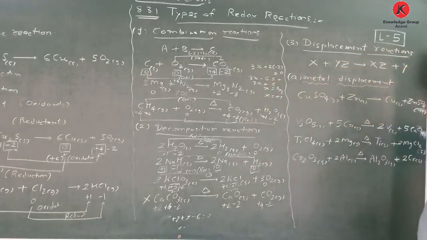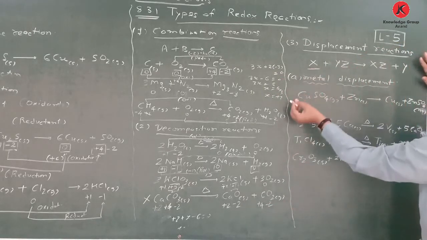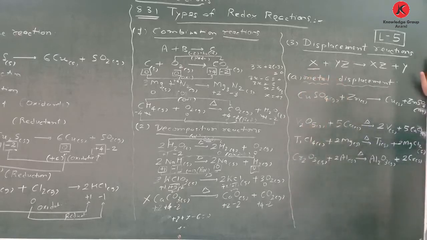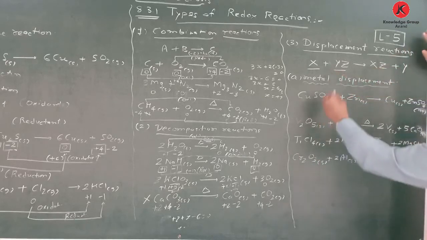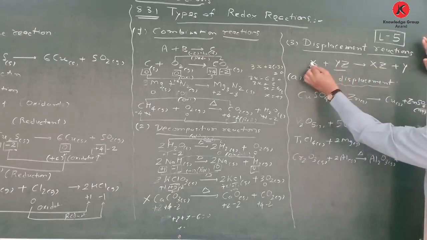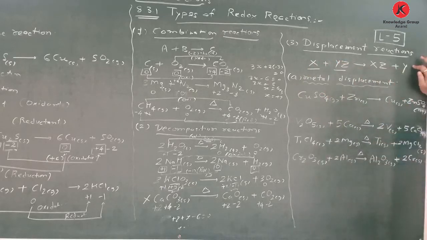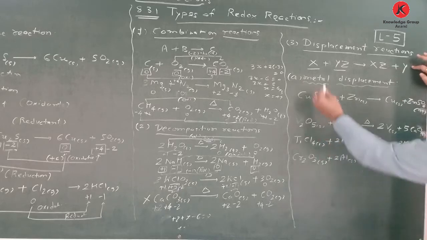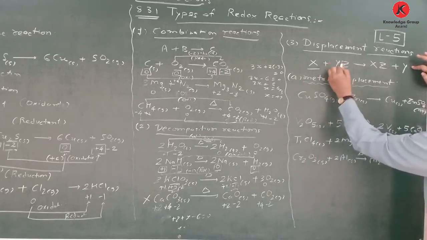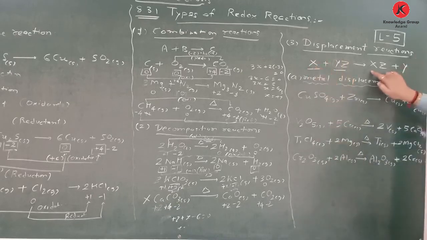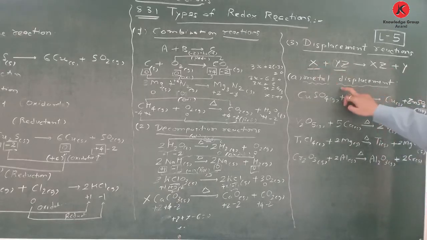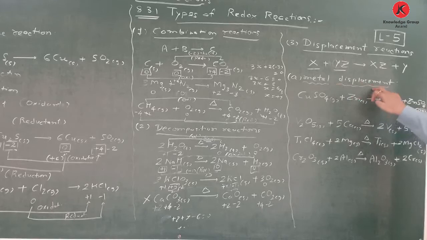Now, displacement reaction. You know this one already. Suppose X is an element and YZ is a compound or molecule. They change places. X combines with Z, giving XZ plus Y. This is considered a displacement: YZ is there, but Y is displaced by X. So XZ plus Y is known as a displacement reaction. There are two types of displacement reaction, metal displacement and non-metal displacement.